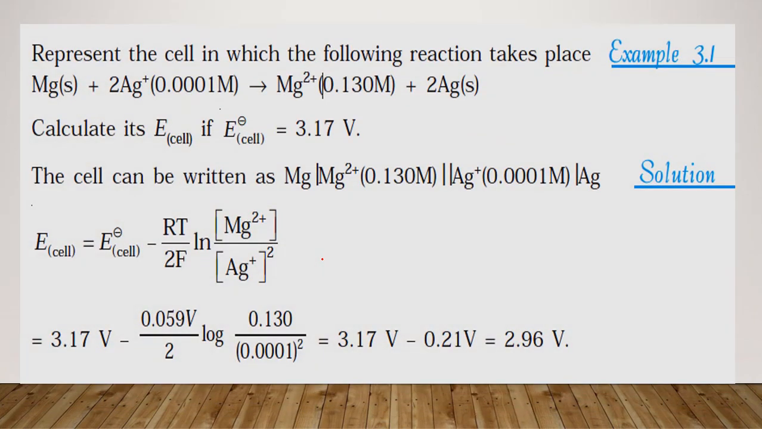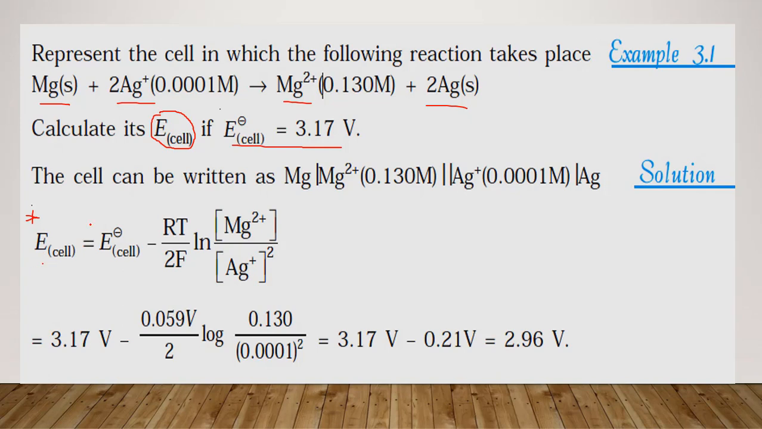Again one numerical. Represent the cell in which the following reaction takes place. Magnesium and Ag plus are given, giving magnesium plus 2 and Ag. Of course, magnesium is undergoing oxidation and Ag plus is undergoing reduction. Calculate E cell, if E naught cell is already given. So E cell we are going to calculate. This is actually the Nernst equation application. So what is the application here?